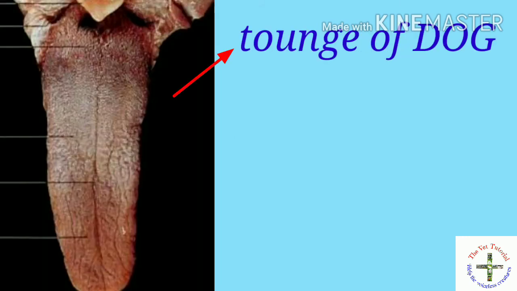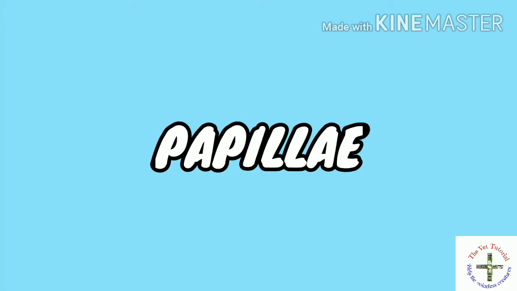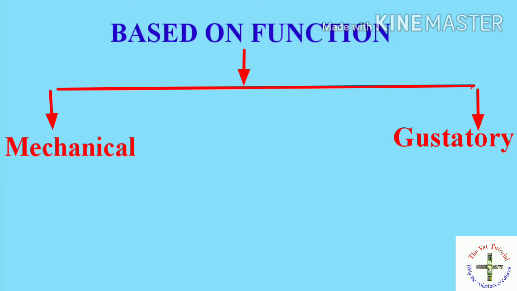And remember that the dorsal aspect of the canine tongue is marked longitudinally by the median groove from which a septum extends into the tongue, as you can see in the figure. Then let's study about different types of papillae. Based on the function of the papillae, they are grouped into mechanical papillae and gustatory papillae.